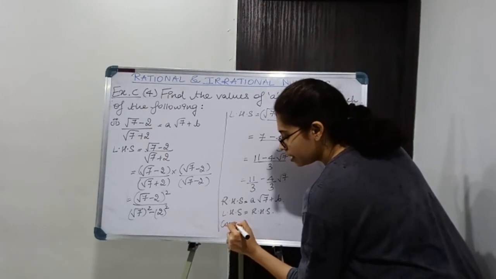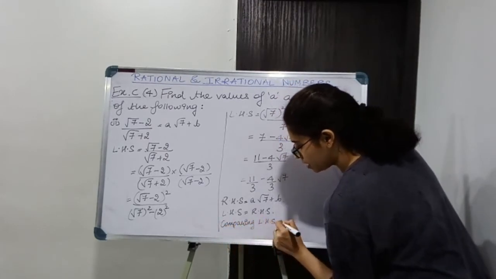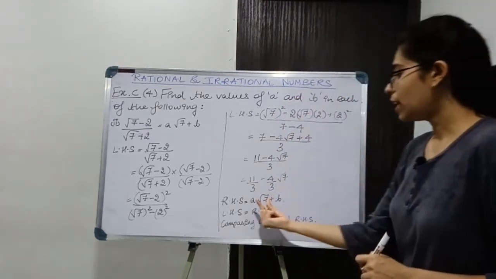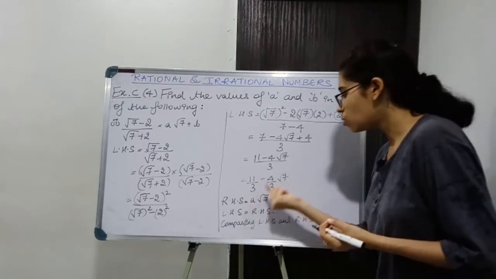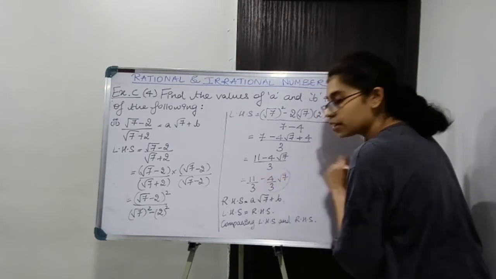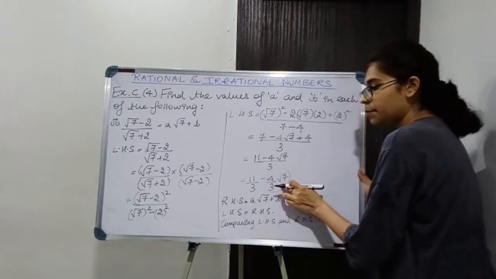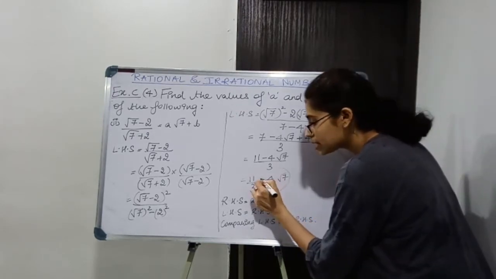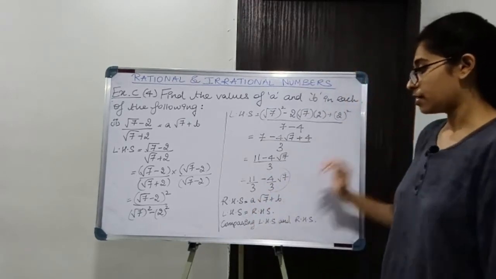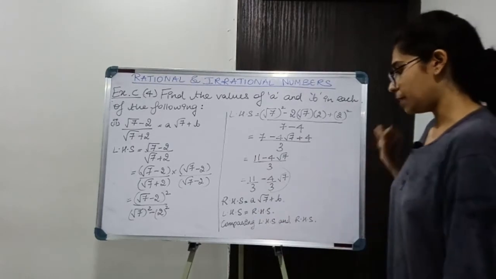Therefore comparing LHS and RHS. Now a के साथ रूट 7 है, तो a कौन सा हो जाएगा? रूट 7 वाला नंबर, सॉरी नॉट टर्म. सो a रूट 7 को इसके साथ कंपेयर करेंगे, बट आई हैव अ माइनस साइन एसोसिएटेड विथ इट, सो वो साइन भी यहाँ पे आता है. एंड ओवर हियर b इज 11 by 3.